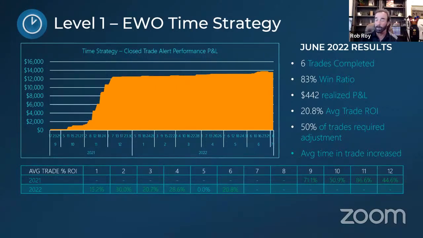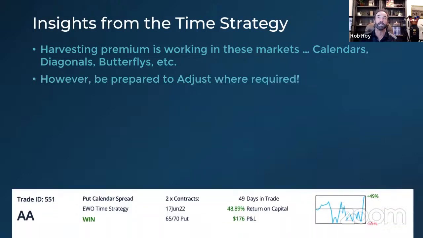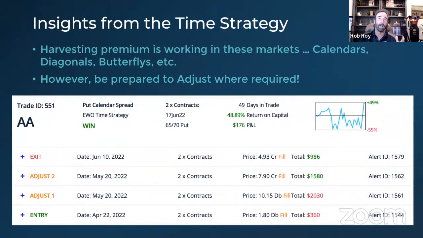and then we will start to see a lot more results. Those returns are mostly based on the fact that there just hasn't been the number of alerts sent out as there were before. It's not like they're not working. They're still working. It's just there's not as many of them. So you don't have as great a return each month. So what we're doing with the time strategy is we're harvesting premium from the markets: calendars, diagonals, butterflies. As I mentioned in the intro, you may have to be prepared to make an adjustment.